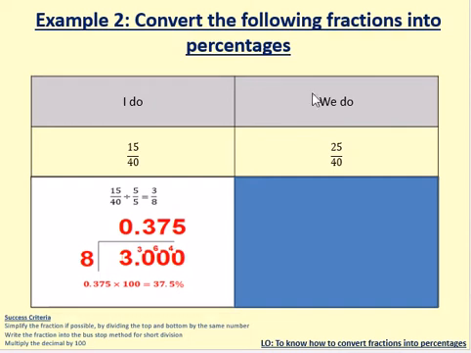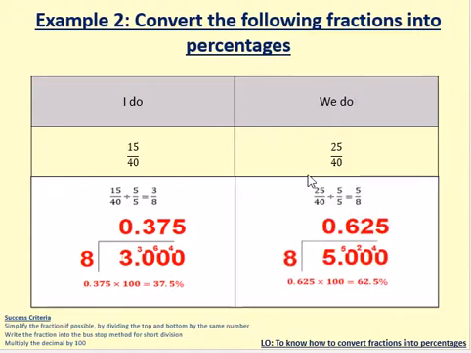Pause the video now while you try the WeDo. Okay, so 25 over 40, again, simplify if you can, which we can. The biggest number that goes into both the numerator and the denominator is 5. 5 5s make 25, 8 5s make 40, this simplifies to 5 eighths. And then we just have to do our division again.